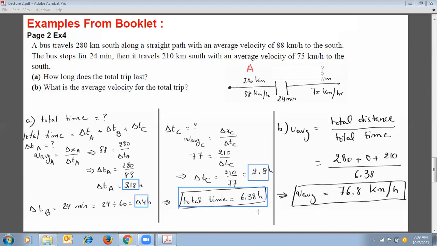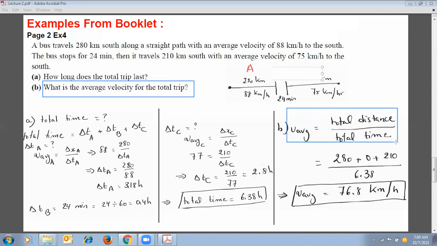Okay, so this is how long the total trip lasts. Then what is the average velocity for the total trip? I also have to remember the formula, V average equals total distance over total time. Now, what is the total distance? Total distance is the distance by A plus the distance by B plus the distance by C.